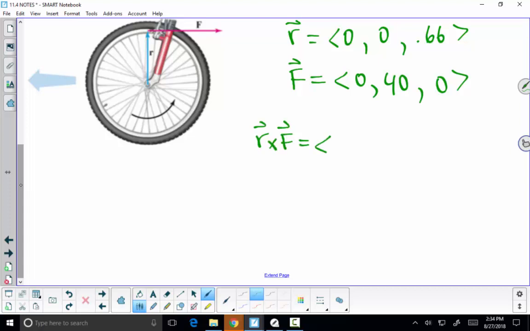Yeah, that's what I'm stuck on right now. I think the x component here is going to be, Y is coming, 0.66 times 40. That's where the force is. The y component is going to be 0. The z component is going to be 0. You're looking for 26.4, by the way. Thank you.